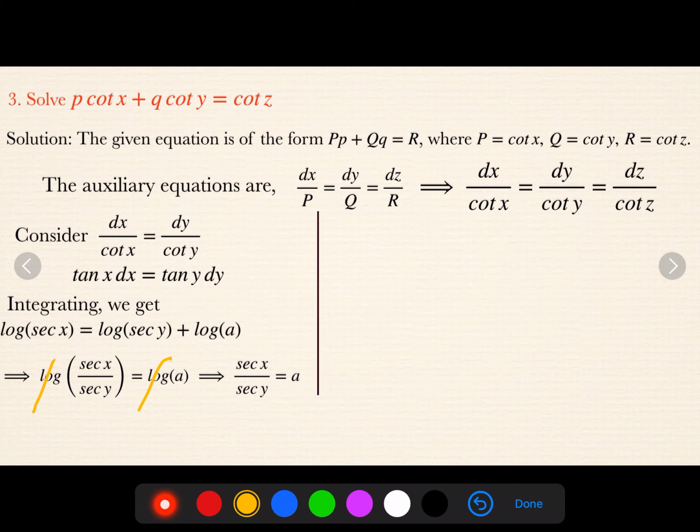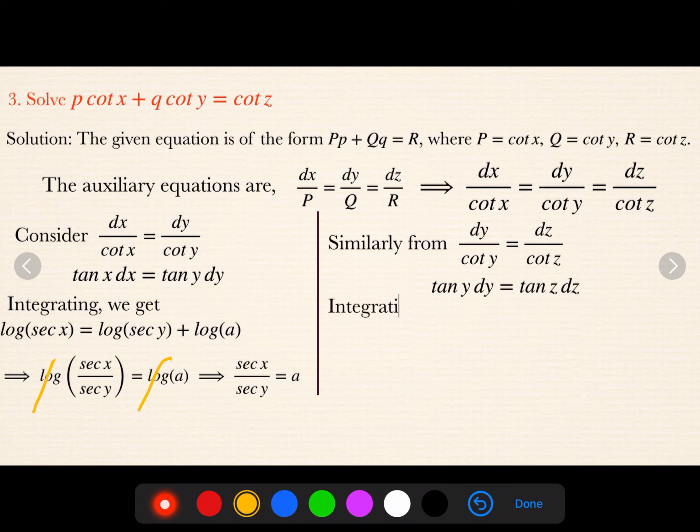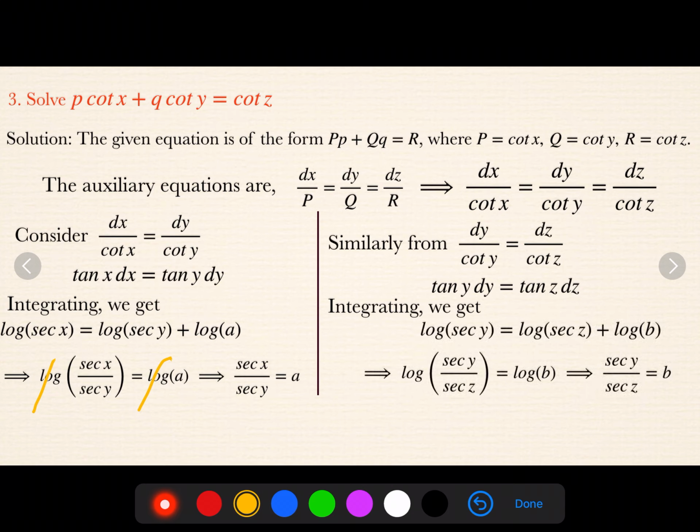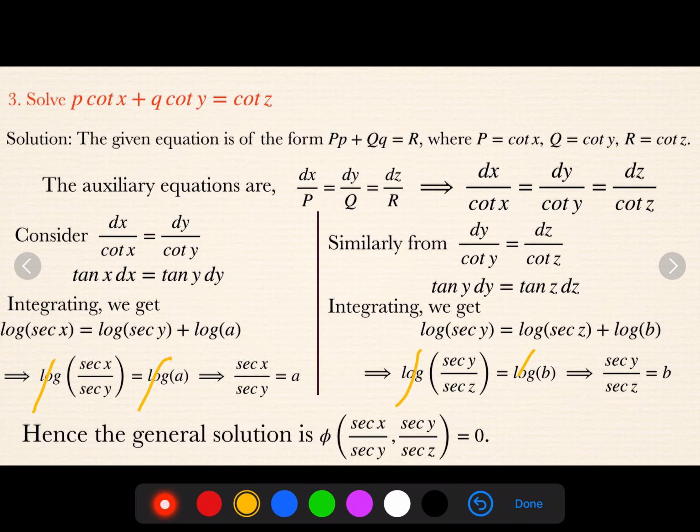Similarly, consider the other two pairs, that is, I will consider here dy by cot y is equal to dz by cot z. So, 1 over cot is nothing but tan. I integrate again using the previous steps, that is, integration of tan is log of secant y, and log of secant z is equal to log b. Again transforming log secant z to the other side, we get the log a minus log b formula, which is log a by b, and again log and log get cancelled. We get secant y by secant z is equal to b. Okay. Now, using these two expressions, write the final general solution, that is phi of u comma v is equal to 0.